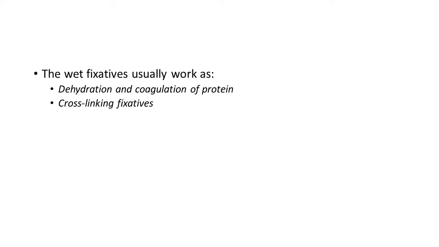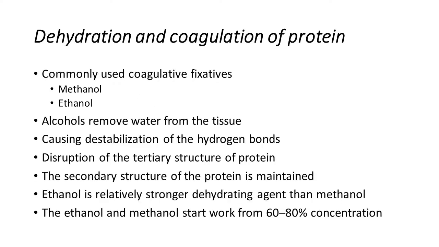So the wet fixatives usually work by dehydration and coagulation of protein, and by cross-linking. When we consider the two wet fixatives, they act by two methods. One is dehydrating, removing the water and coagulating the protein. Another method is cross-linking. So now we will look at the dehydration and coagulation of protein.